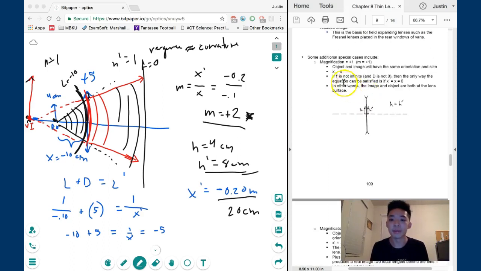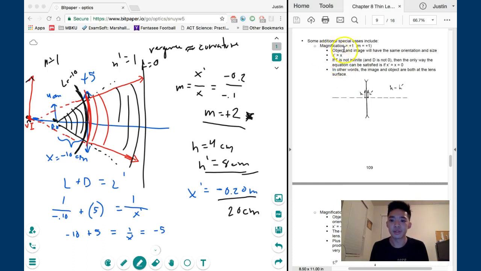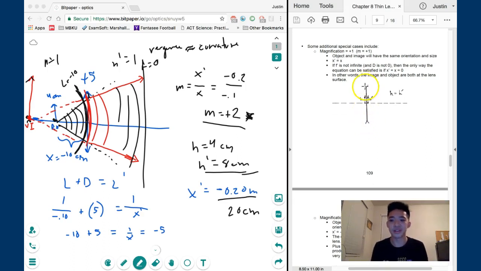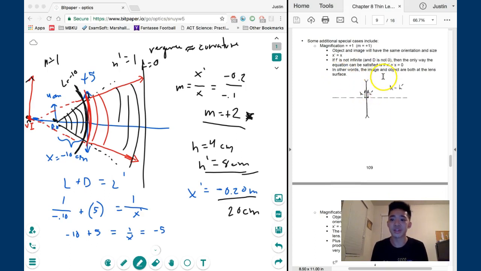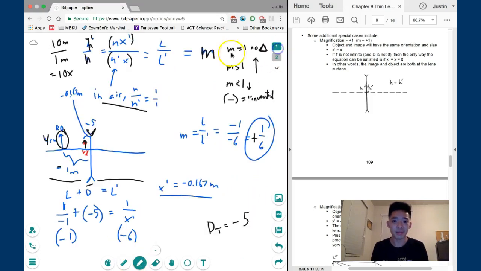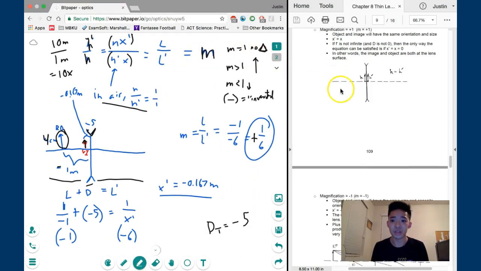But some additional special cases include magnification equals +1. What this means is, if you happen to have an image right at the vertex, nothing changes, because it's so close to the lens that the divergence doesn't really change. So you can say that L is equal to L prime, meaning that M is just 1.